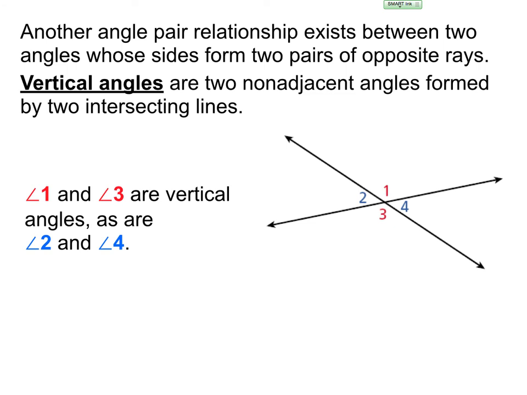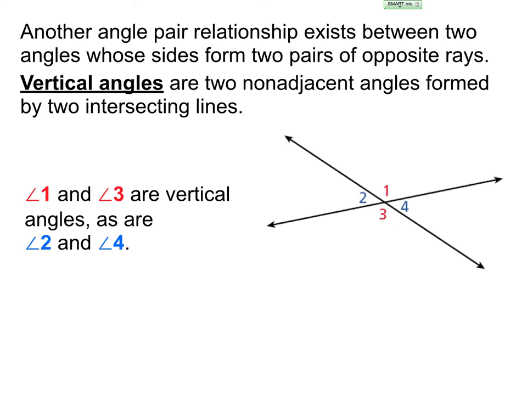And the last term is vertical angles. So back to your notes. Vertical angles is another pairing that's based on what the picture looks like. Vertical angles are two non-adjacent angles, so they're not going to be side by side, but they are formed by two intersecting lines.